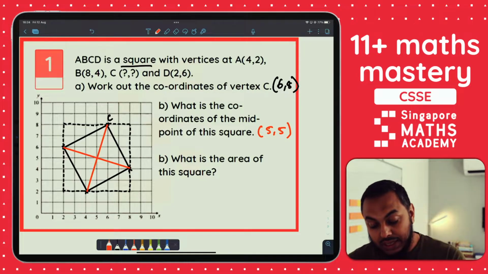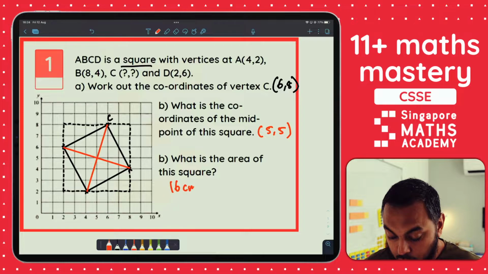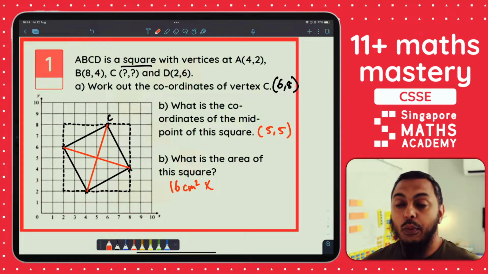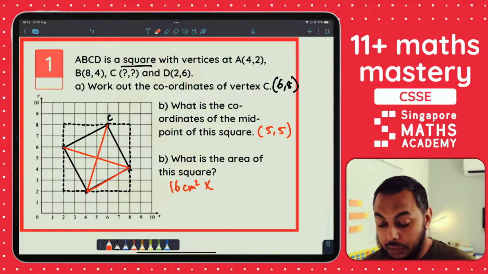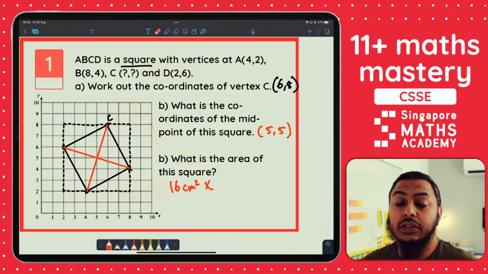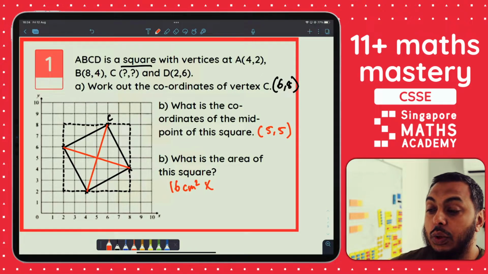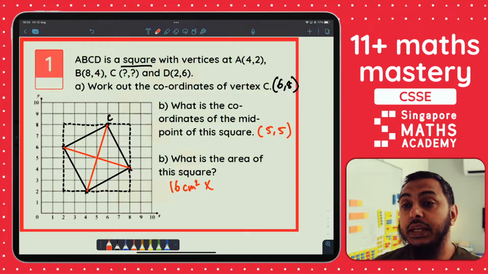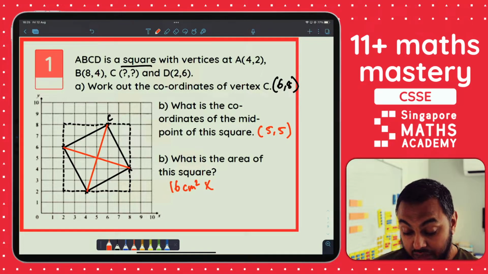Then finally, what is the area? A common mistake is 16 square centimeters. That would not be right. This is not 4 squares across. It's a little bit more than 4 squares across because of the diagonal. Okay, so that's a common mistake that we make. One method I would use to solve this question would be for me to work out the area of the larger square that I've just made.